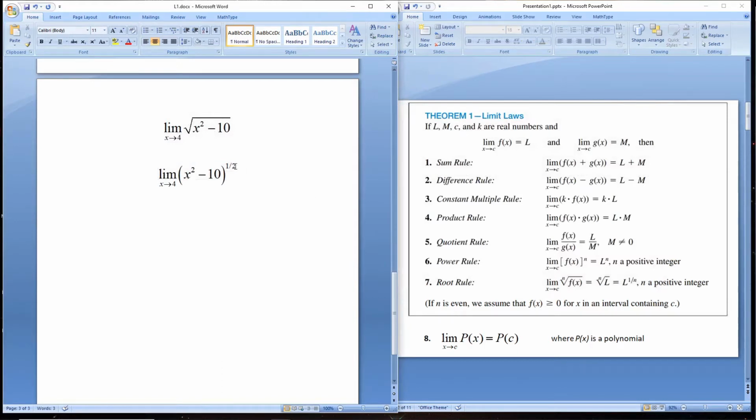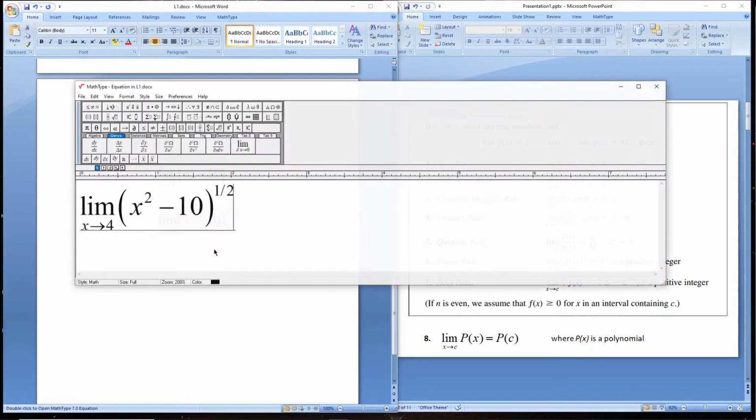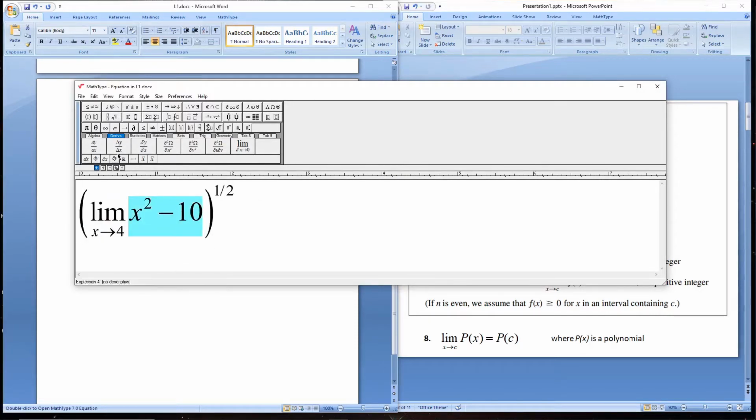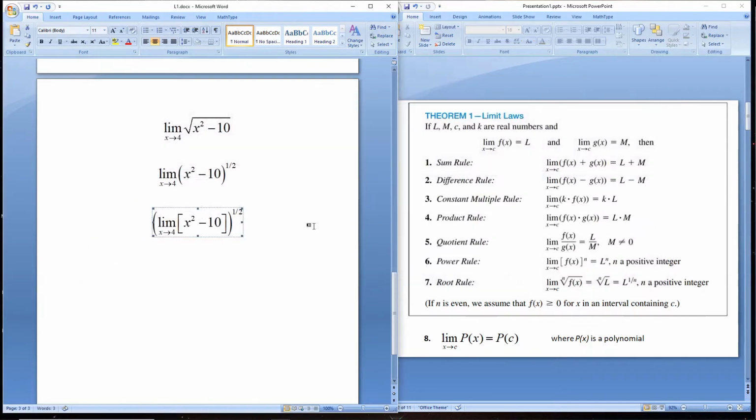Now, 1 over 2 falls into property 7, since 2 is a positive integer. And property 7 says then we can bring the limit inside the exponent. So we can stick it right here in the parentheses. And that was property 7.